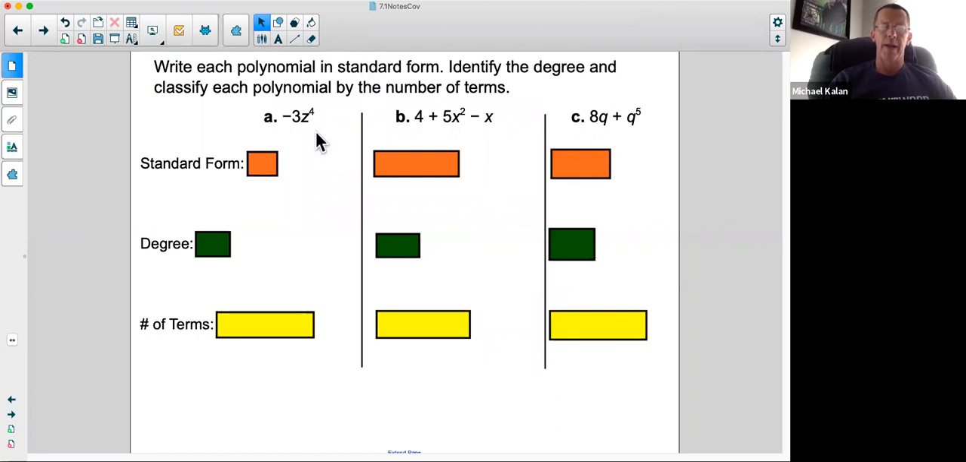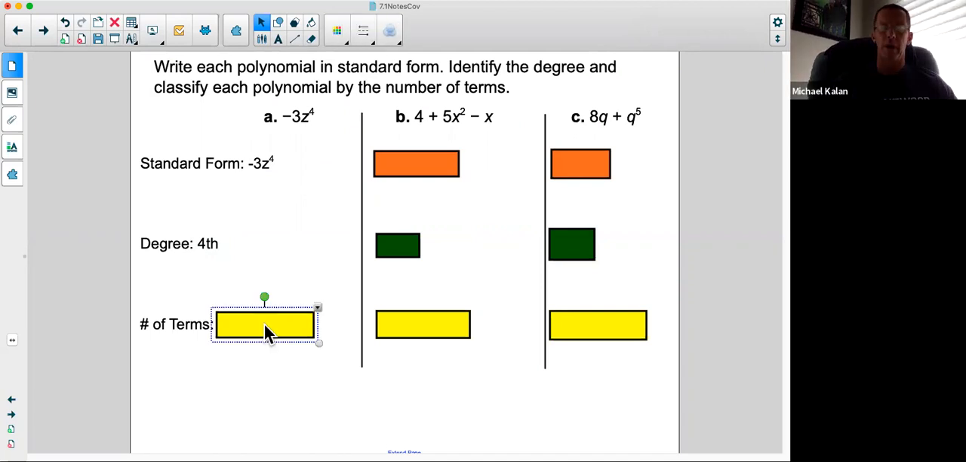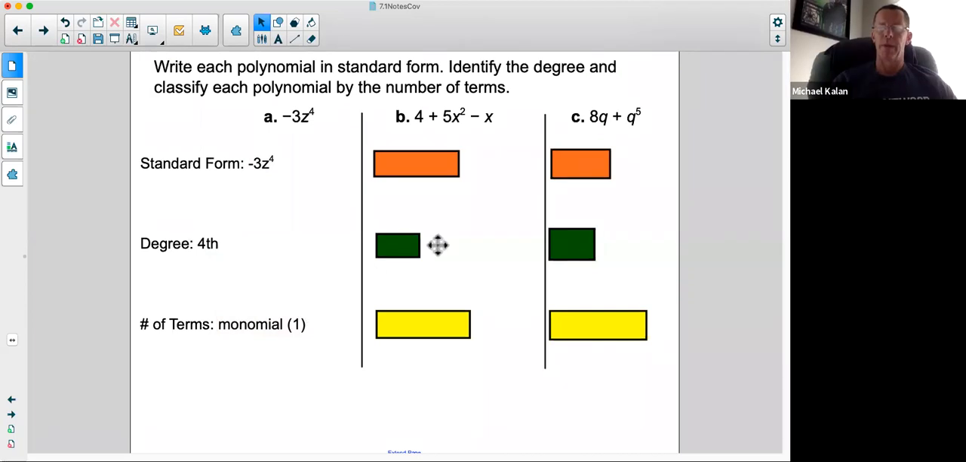So go ahead and write -3z to the fourth in standard form. Wait a minute, it's only one term. Boom, done, right? What's the degree of this monomial? Good, it's a fourth. How many terms is it? 1. So what would we call that? As I said, it's a monomial. Good, it's one term.